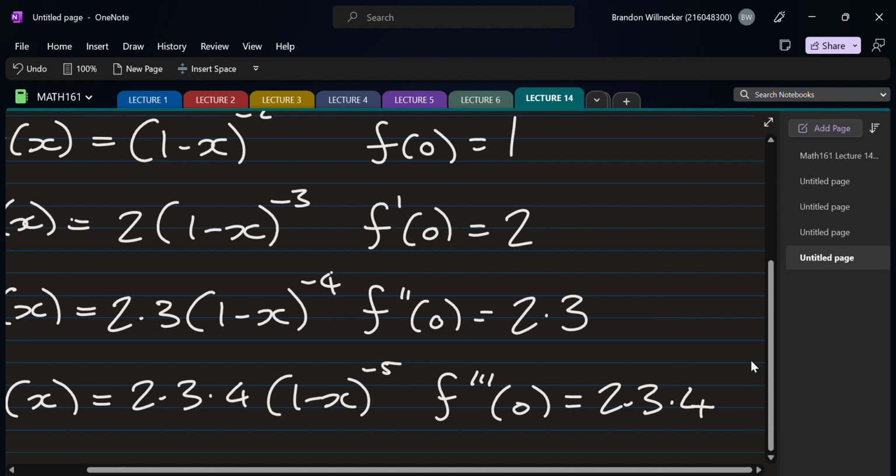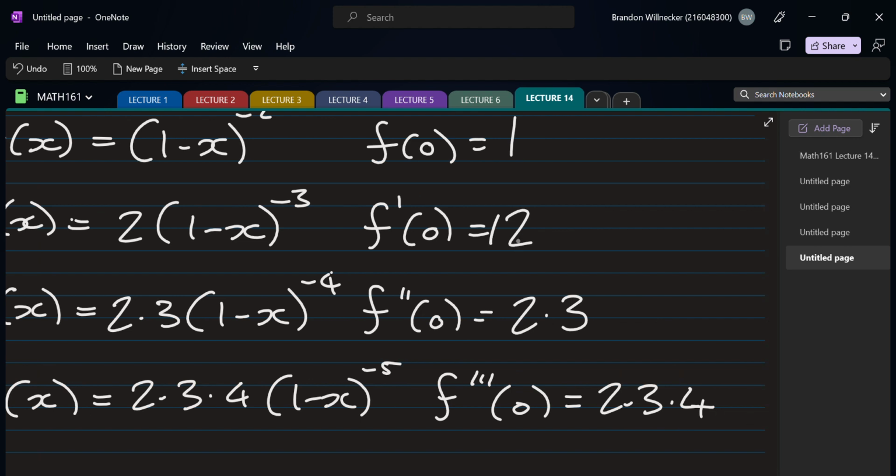Okay, so what we can do now is this 2 we can write as 1 times 2. The 2 times 3 we can write as 1 times 2 times 3. And 2 times 3 times 4, that will be 1 times 2 times 3 times 4. So I'm sure you see the pattern now. It's a factorial. So the third derivative gives us 4 factorial. The second derivative gives us 3 factorial. The first derivative gives us 2. So it's always one more.